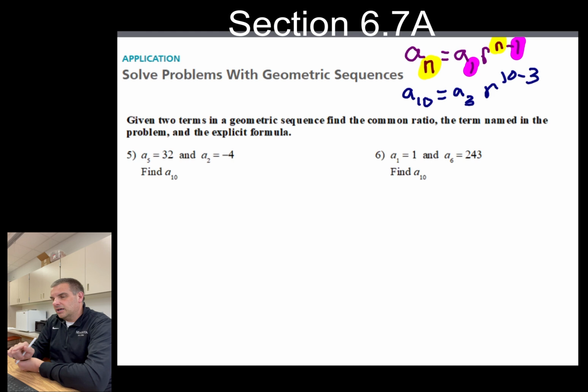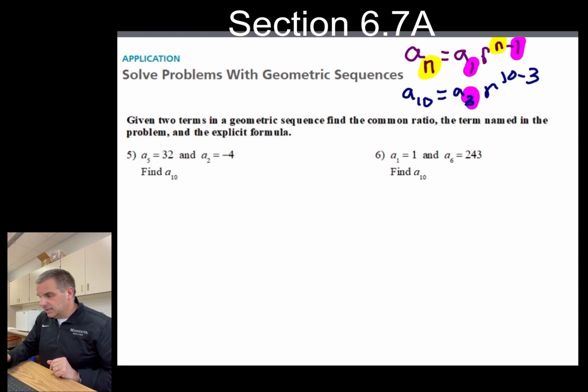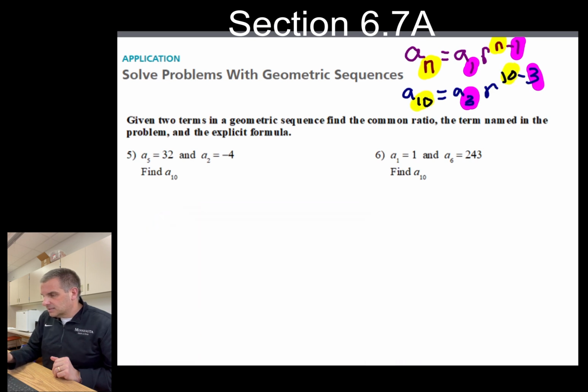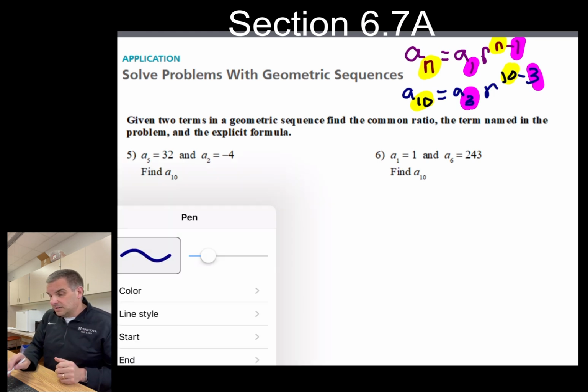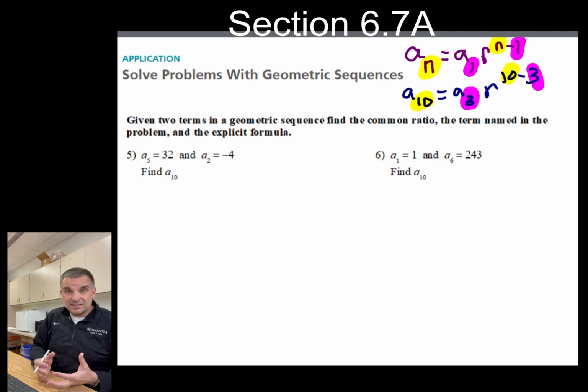And that's really going to help us when we go ahead and solve questions like we have right now. And again, this and this have to be the same in your formula. Okay? And this and this have to be the same in your formula. So when we look at this type of problem, it says given two terms in the geometric sequence, find the common ratio, the term named in the problem, and the explicit formula for it. Okay, so in this case, we're given the 5th term, we're given the 2nd term, and we have to find the 10th term.